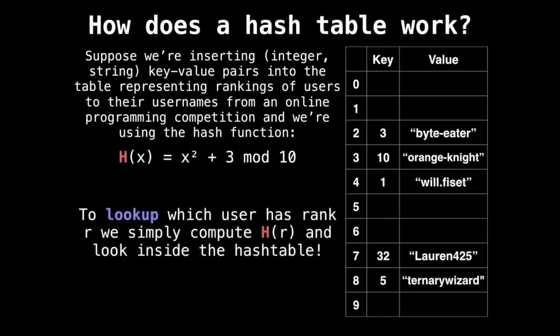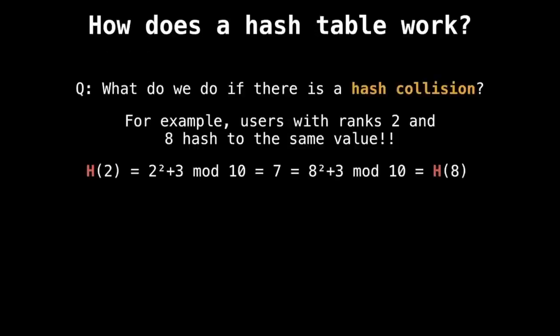Now, in the event that we want to do a lookup for a user that has a rank R, all we need to do is compute the hash value for R and then look inside our hash table to see where this user is. So say I want to find the user with rank 10, and I hash 10, figure out its index is 3, and then I get the value, which is the Orange Knight, has rank 10. Great.